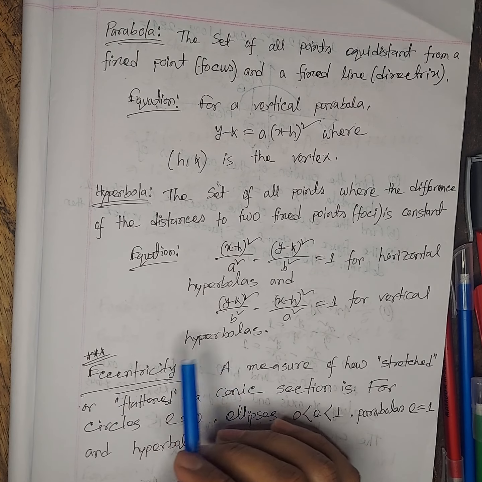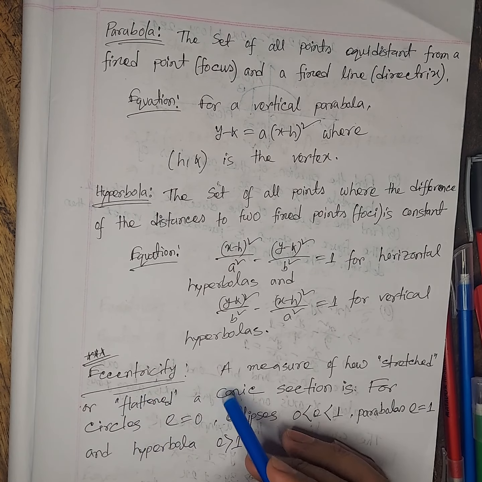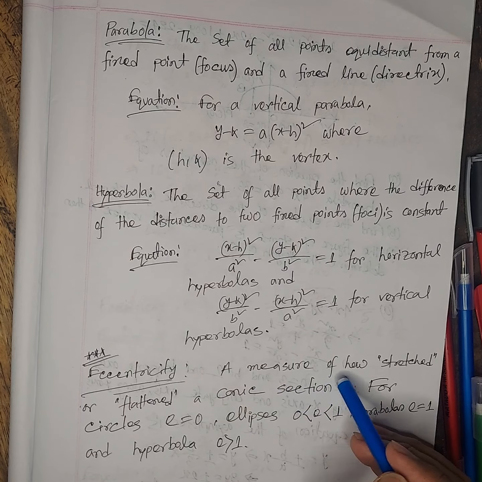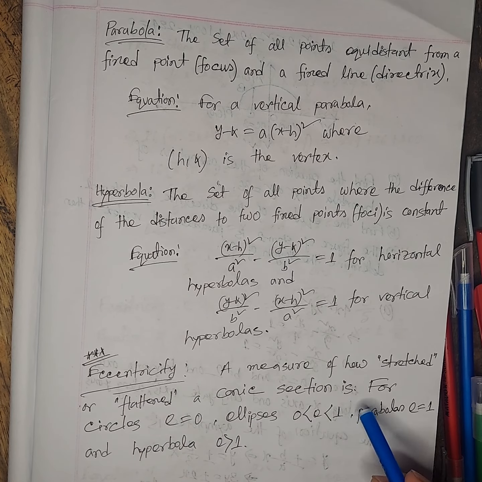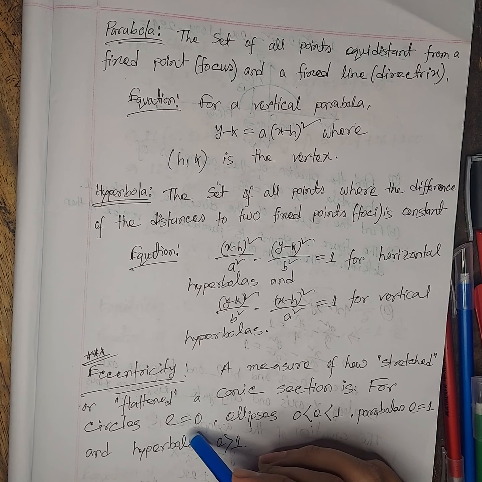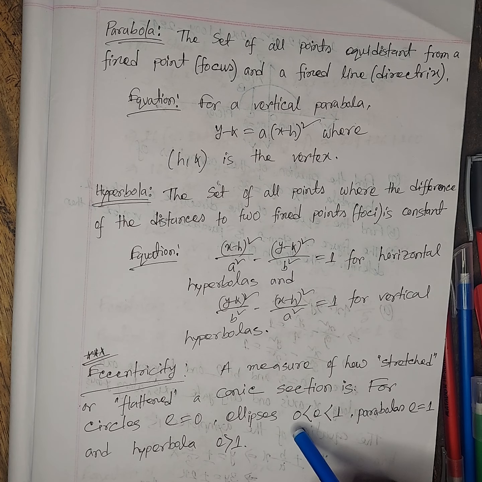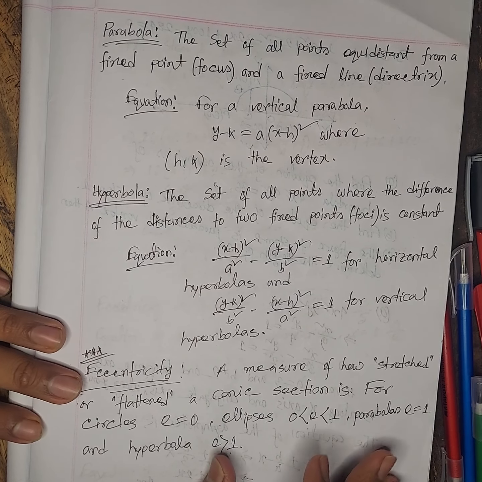Then there is an important definition: eccentricity. Eccentricity is a measure of how stretched or flattened a conic section is. For circles, e will be 0. For ellipses, e is greater than 0 and less than 1. For a parabola, e is equal to 1, and for a hyperbola, e is greater than 1.